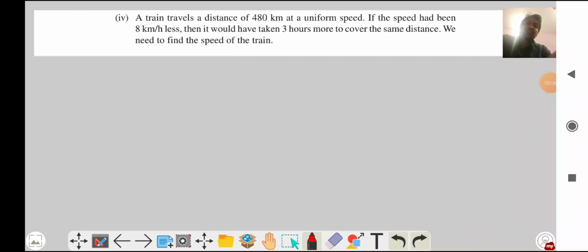Today we are going to discuss the fourth part. I think we have already covered all the three parts, right? So let's start with the fourth part.